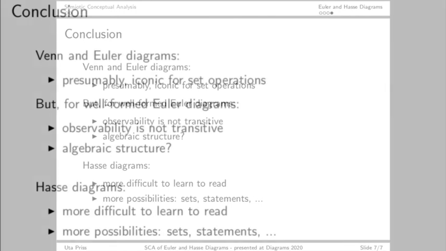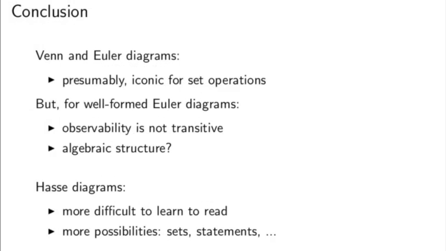On the one hand, it seems that people find Venn and Euler diagrams quite iconic because the way circles intersect and include each other may be similar to how sets do that. But one can also argue that Hasse diagrams are, from an algebraic viewpoint, much closer to how sets interact, and they are much more expressive. On the other hand, they are less intuitive to read.